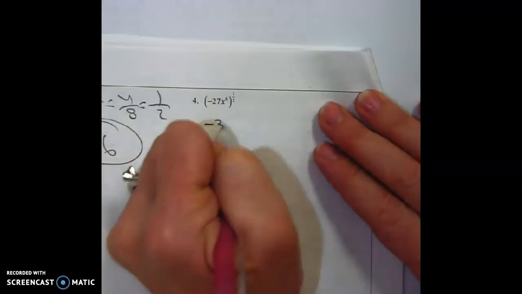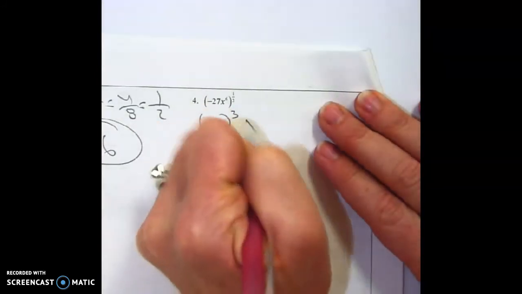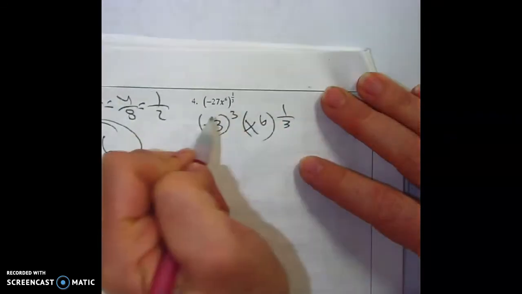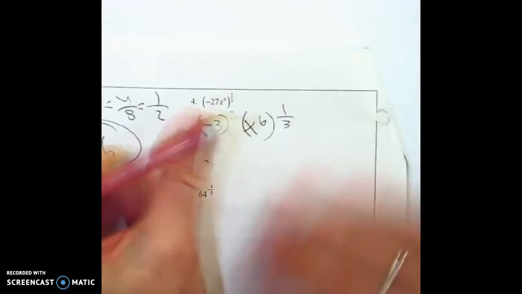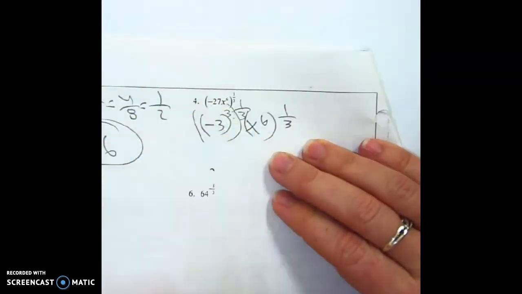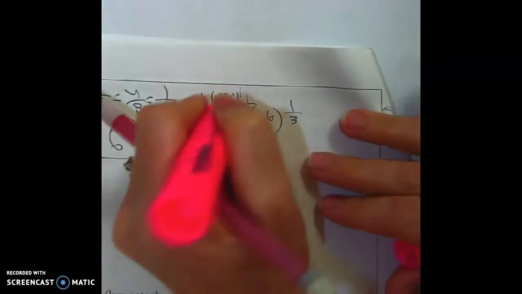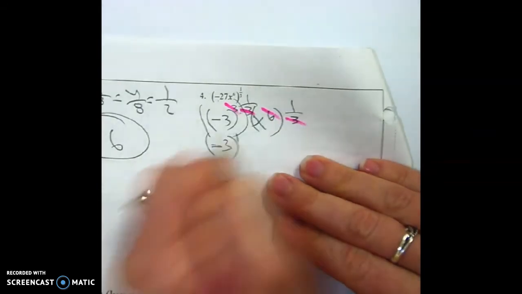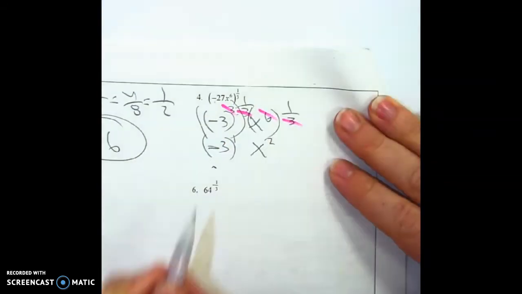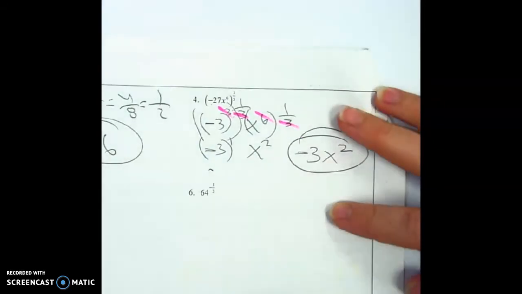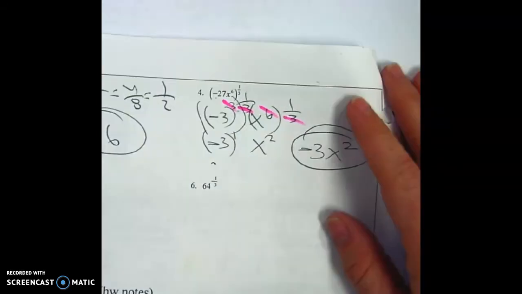This is the same thing as negative 3 cubed, x to the 6, to the 1/3. I mean, wait, I went too fast. So this is negative 3 cubed to the 1/3. Now, bye-bye. This is negative 3 to the 1st, and this is x squared. Negative 3 to the 1st is negative 3x squared. You can't have a plus or a minus. There's already a minus.